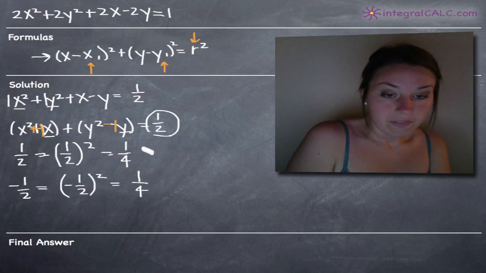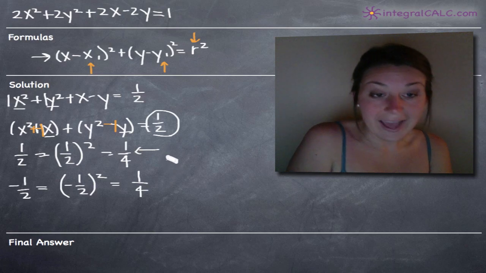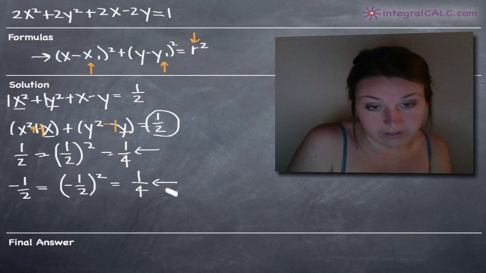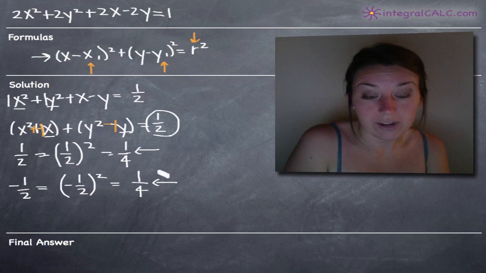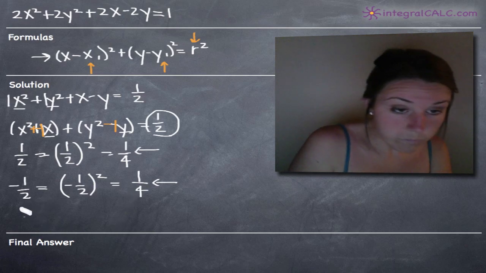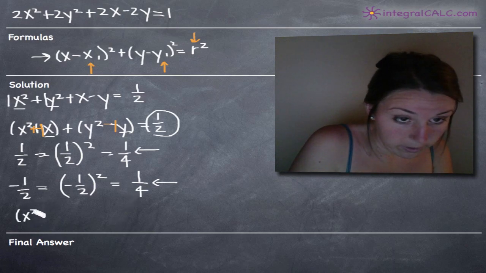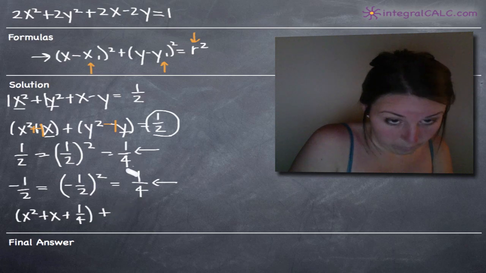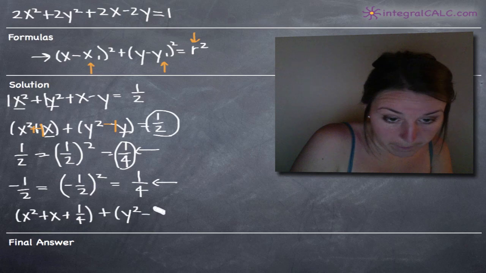So this number here is what we're going to add to our x terms to complete the square with respect to x. And this number is the constant that we're going to add to our y terms to complete the square with respect to y. So we'll say x squared plus x plus 1/4, which we got from right here, and then y squared minus y plus 1/4, which comes from right here.